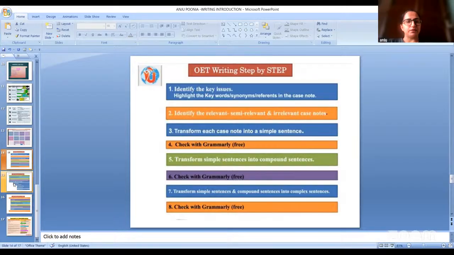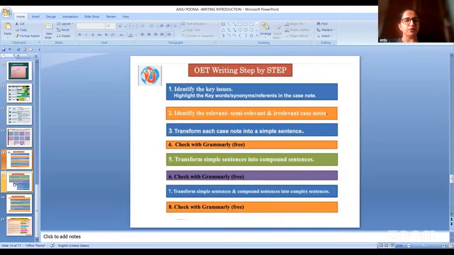Check with Grammarly. Because if you are writing a simple sentence, you think, okay, it's a simple sentence, I did write this information, it's good. Is it Grammarly fit or not? Then transfer simple into compound. Firstly, clear your step. Okay, I made a simple sentence. Then try to turn the simple sentence into a compound.